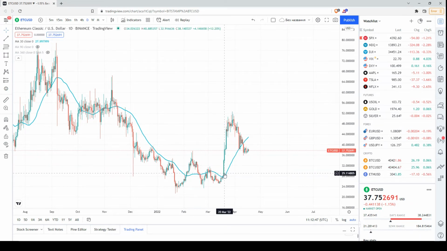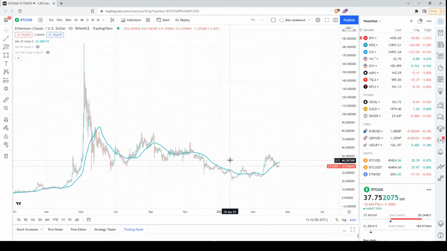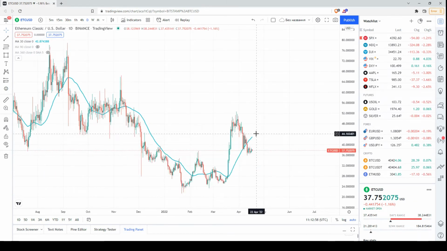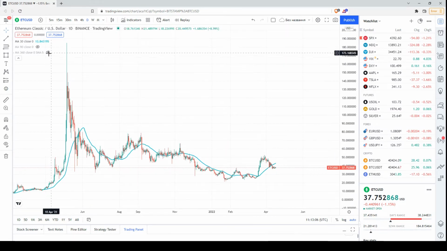Also in the second half of March, the price skyrocketed and surpassed the 30-day moving average significantly, but now we're below the 30-day moving average. But I would say that the worst is probably over, because now we have these ups and downs, and the price is simply consolidating at the 30-day moving average.